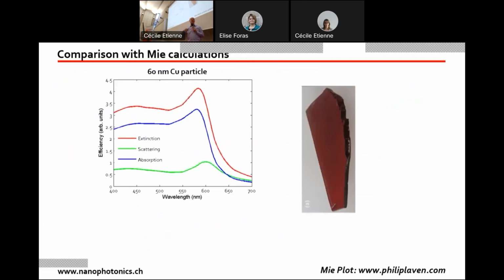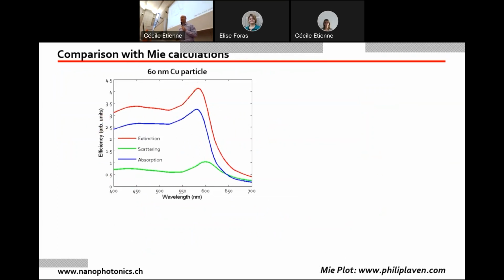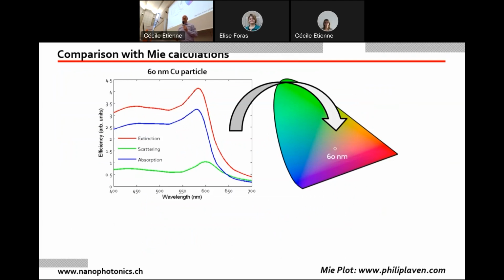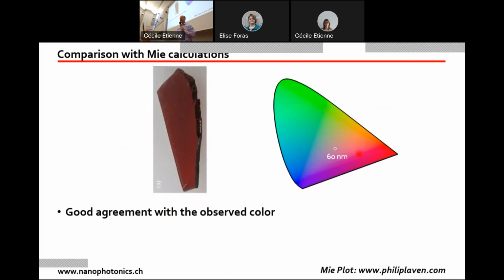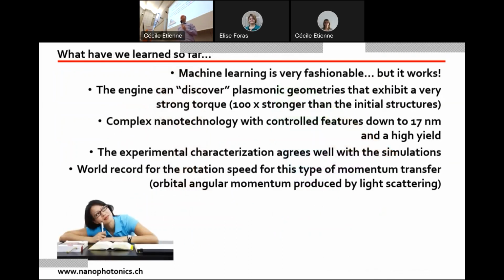We tried to push it one step further and looked at the Mie scattering. So if you do Mie scattering for a 60 nanometer copper particle, you have actually a fair amount of absorption because it's small. And from this spectrum, you can obtain the color. And if you put the color in the CIE diagram, you have actually a fair agreement between what we have here from the calculation and what we have seen on the sample. So indeed, yes, they were putting some plasmonic nanostructures, but it was not gold. It was not as magnificent as gold, but it was copper.